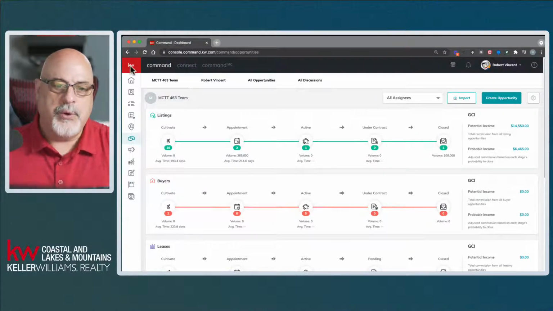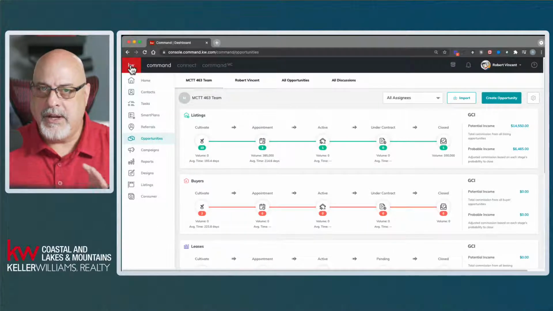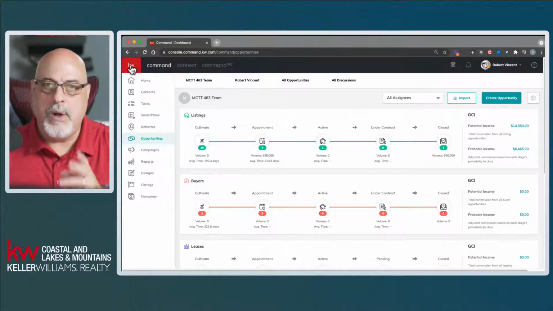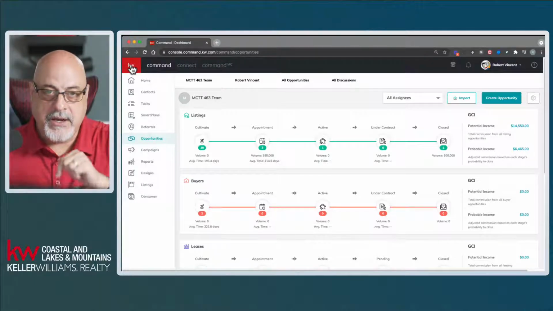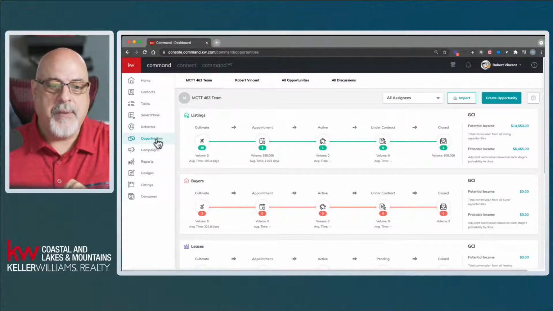But one of the things that you'll notice, and I'm not going to bother opening up a contact to show you this, but I can tell you that once you click on an opportunity from within a contact, what's going to happen is it's going to open up this opportunities area.